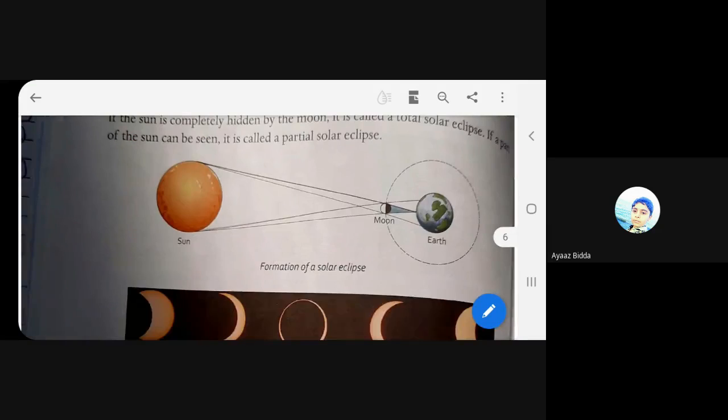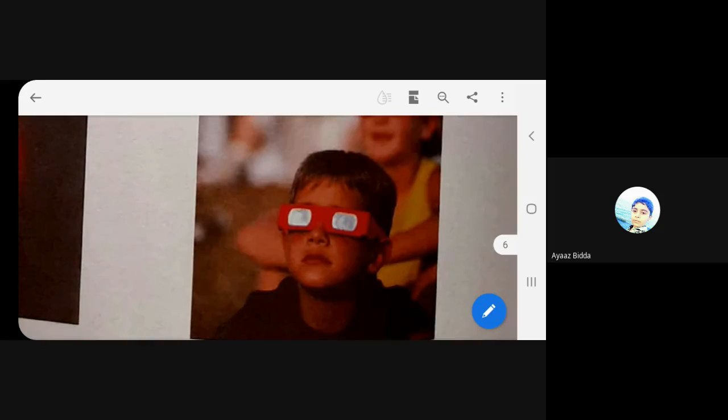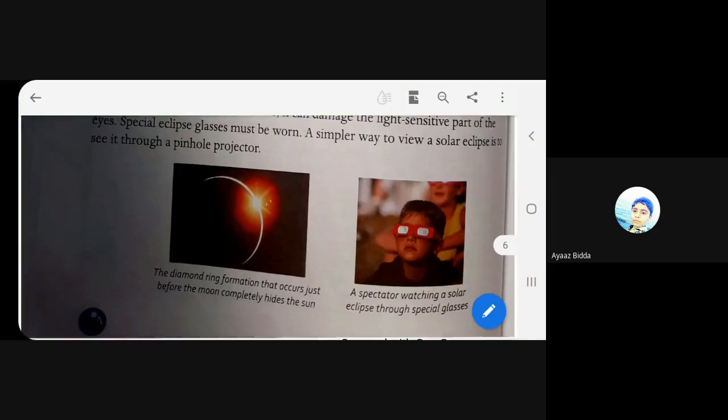And if some part of the sun is visible, then it is known as a partial solar eclipse. Should we see this kind of eclipse with bare eyes, or should we wear protective glasses? Ma'am, we should wear the glasses.